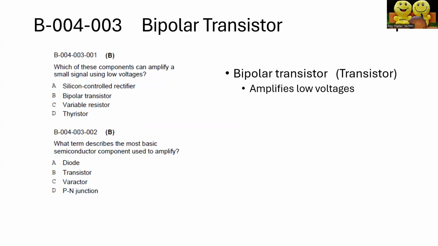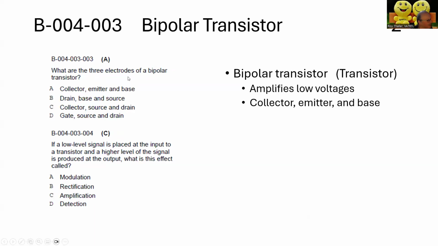Now we get into bipolar transistors. Which of these components can amplify a small signal using low voltages? So in this case, the only one that makes sense would be a bipolar transistor, B. What term describes the most basic semiconductor component used to amplify? So the key here is used to amplify. So that would be B, transistor.